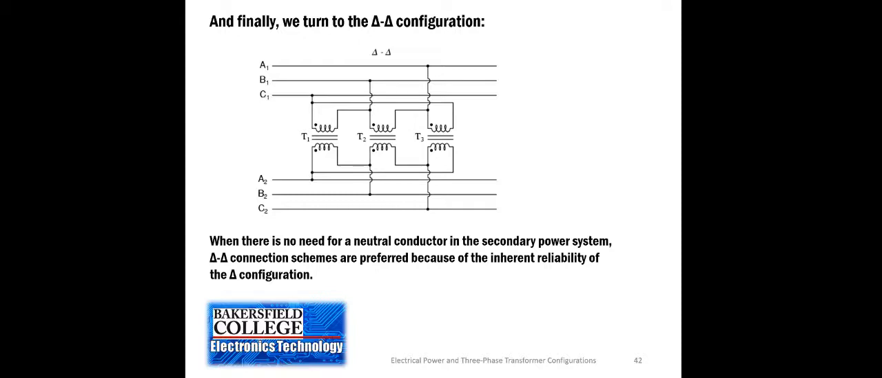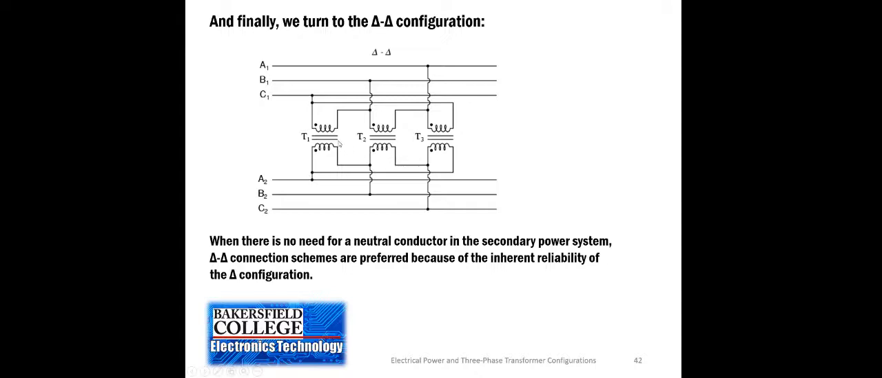And then here's the delta delta, and you can see that these transformers have no center tap. So they're only able to create three phase. They don't have the ability to create single phase unless the single phase is between two of the lines, like between A and B or between B and C, and so forth.